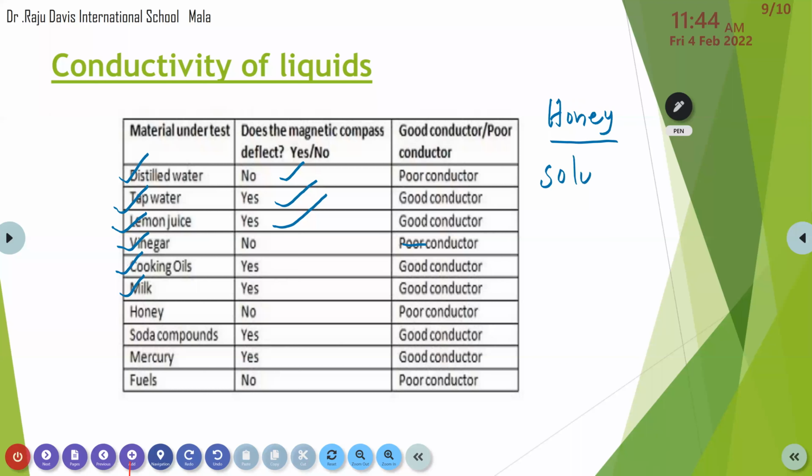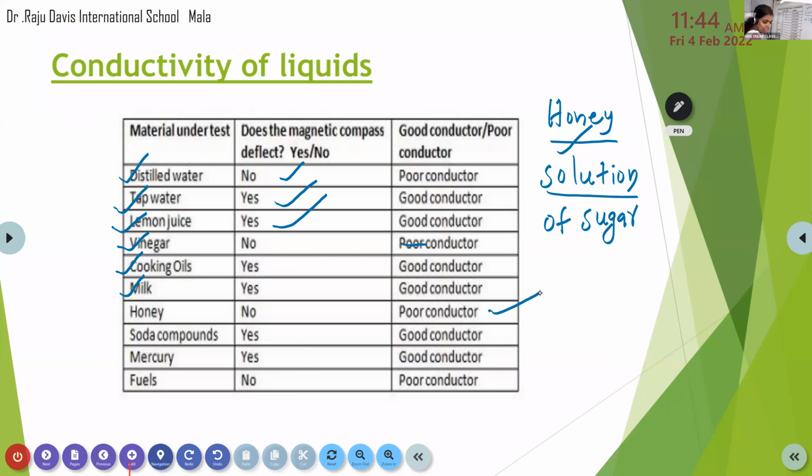What is meant by solution? When we take some sugar and add it into water, it is known as a solution. Sugar solution. So in this there is no particle to conduct electricity. If any particles are present, it conducts electricity. But in the case of this honey, there are no particles to conduct electricity. So it's not a conductor.